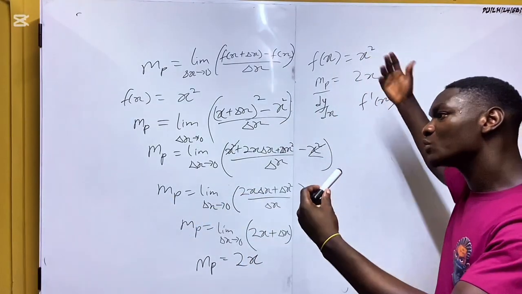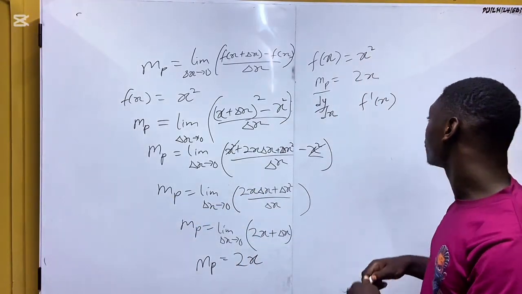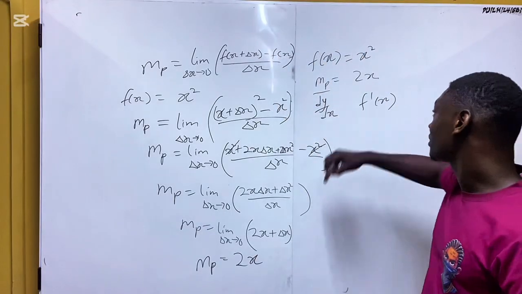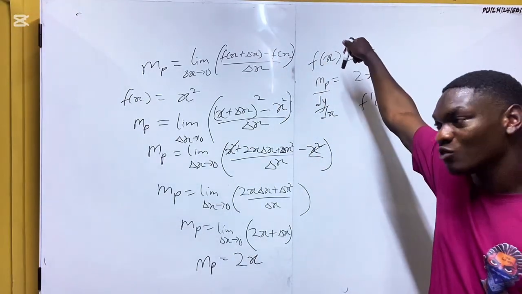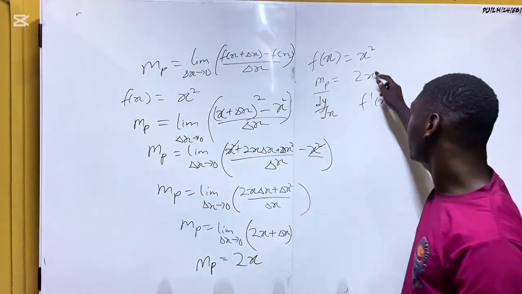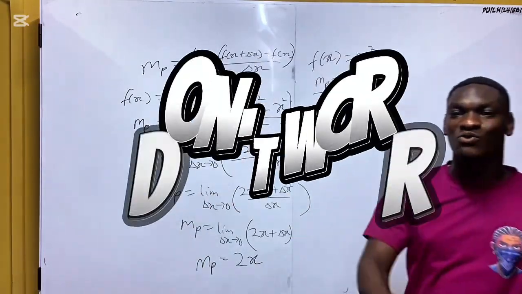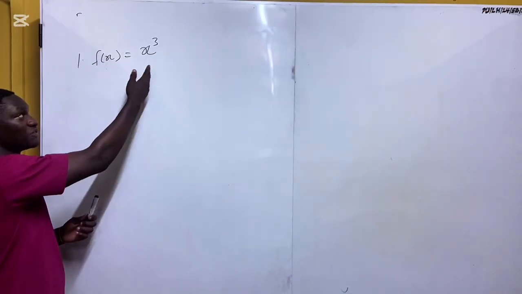You can find subsequent derivatives of any curve. For example, after getting this, you can still put this into the formula and get the gradient function of this gradient function, which will be the second derivative of this, or the first derivative of this. We'll get into that in subsequent videos, so don't concern yourself so much with that. Let's try differentiating from first principles.